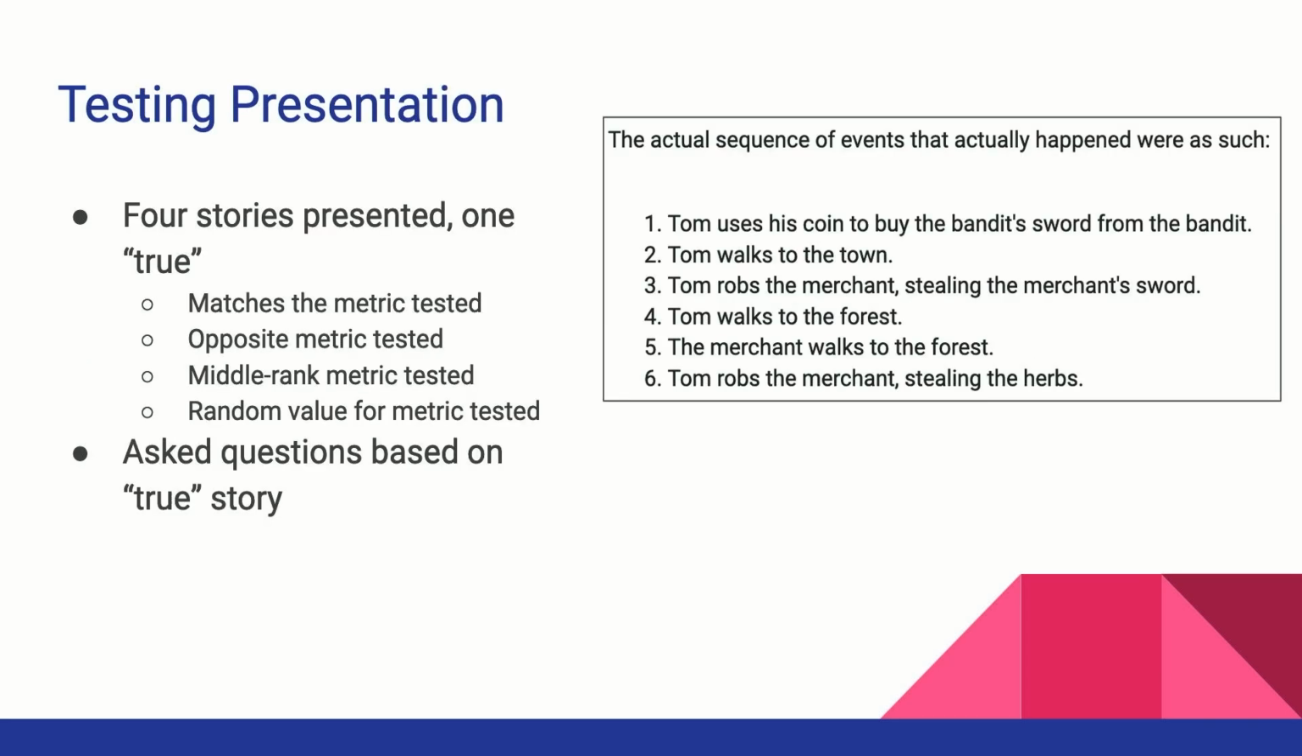The way this worked was we actually started by showing them 4 different stories. One that matched the given metric. So again, if this was a high agreeableness test, they'd be shown a story where the character has high agreeableness, and one that inverted it. So again, for the high agreeableness test, they'd be shown a story where the main character shows low agreeableness. One where that metric was in the mid-range, and one where that metric was random.